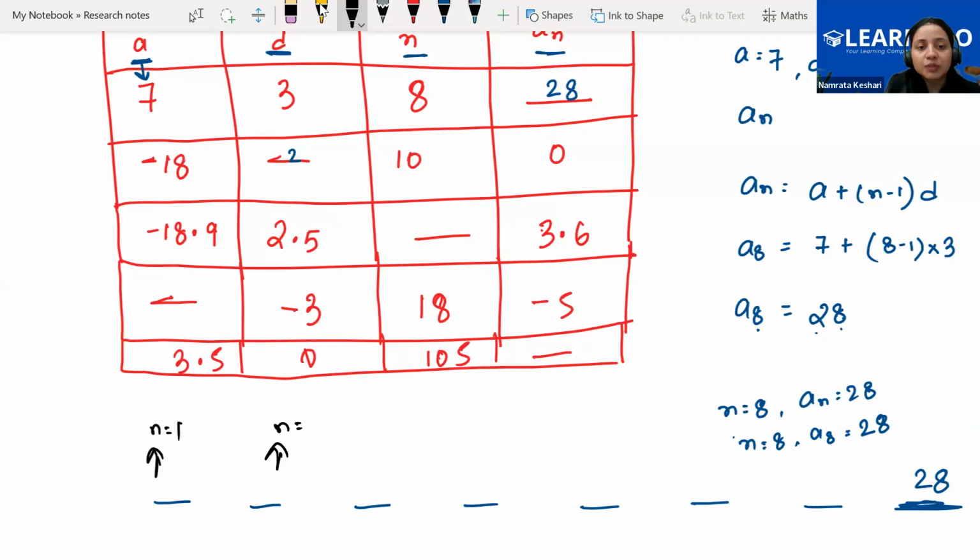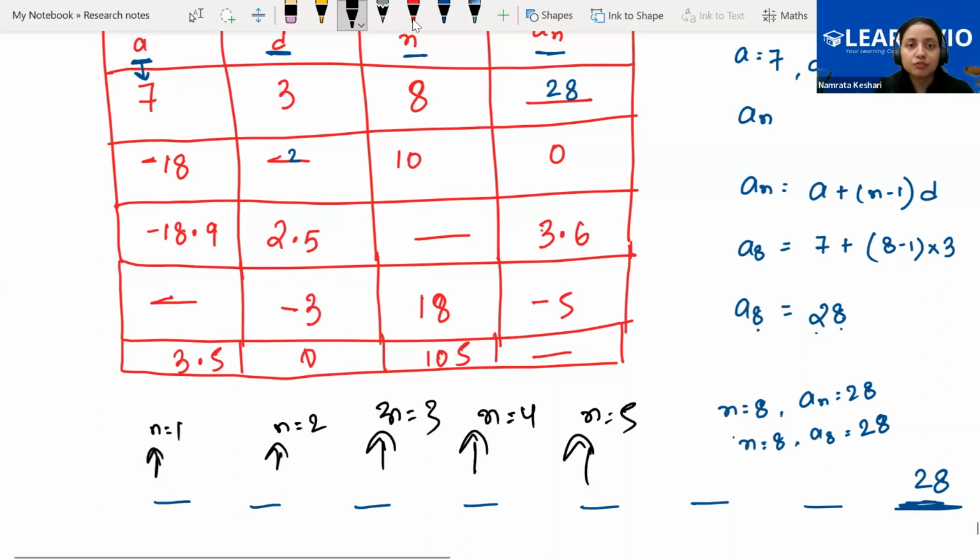So these are sitting on the blank space, that will be a1, a2, a3, a4. This blank space, we know the first term is 7, and the common difference is 3. Just a second. Rest of the students, please do the next one.